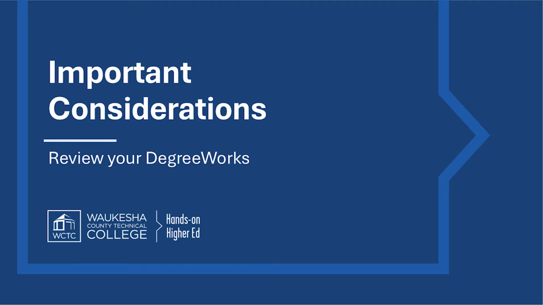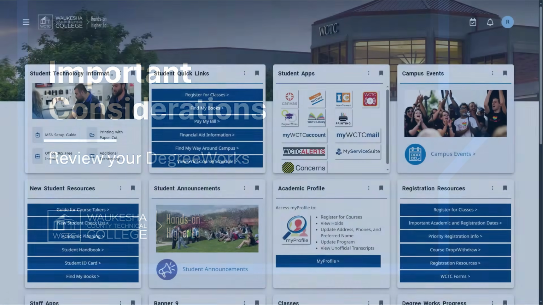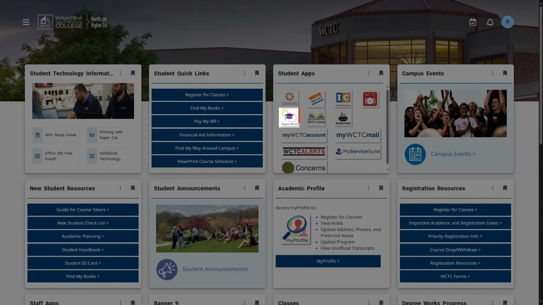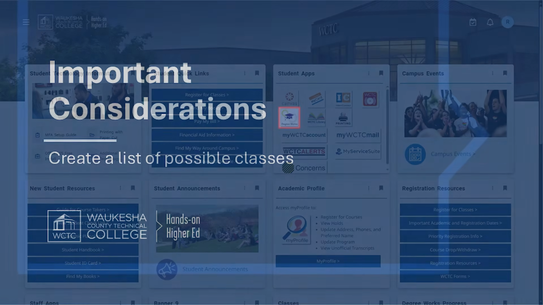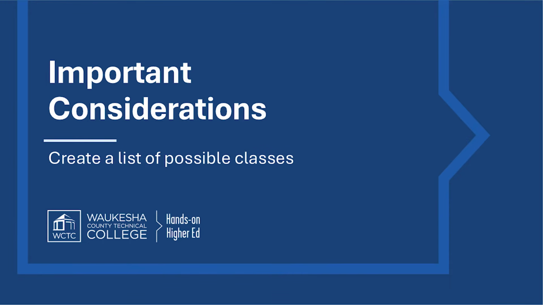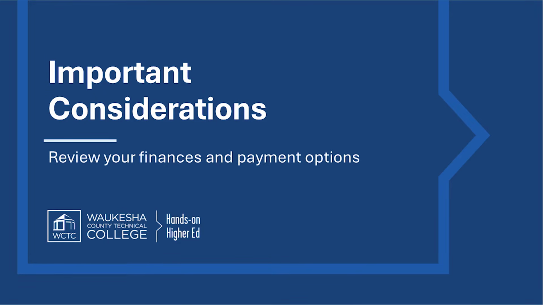Review your Degree Works. This page is vital during the registration process in deciding which courses you should take. Degree Works can be found on the WCTC portal in the Student Apps card. Create a list of possible classes to register for and be mindful that some courses may be full. Review your finances and payment options after you register for classes.